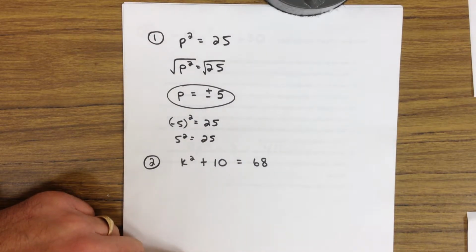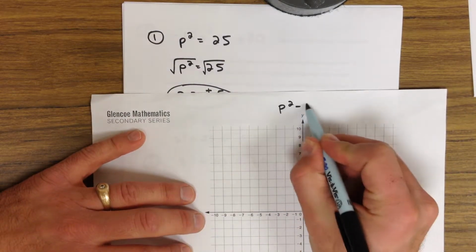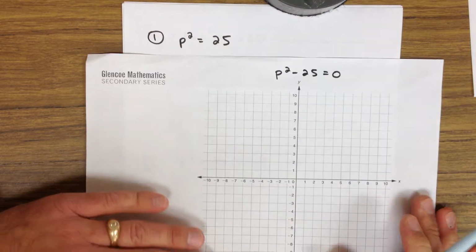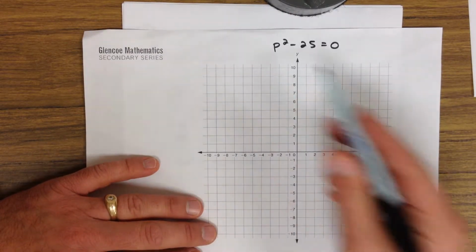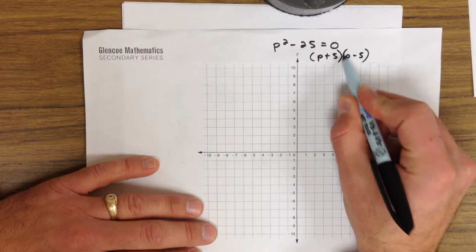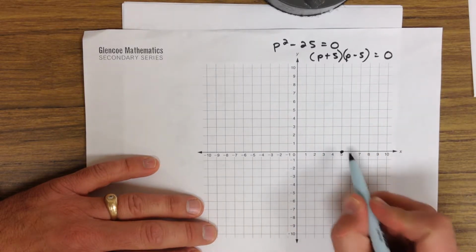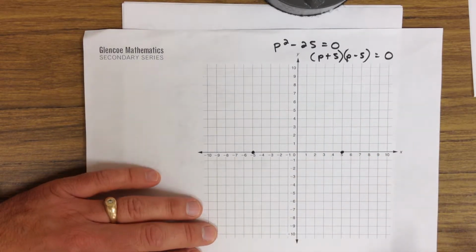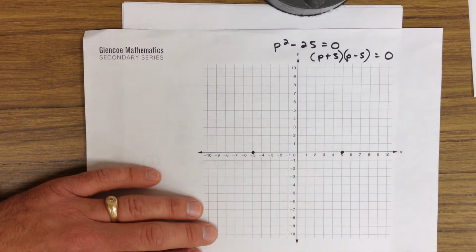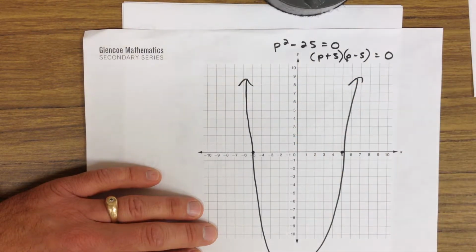So the other way we can look at this is if we set this equal to 0, that's p squared minus 25 equals 0. If you think about graphing this or factoring this, this is p plus 5 and p minus 5 equals 0. And those are our zeros, so it crosses at 5 and negative 5. And the y-intercept is way down here at negative 25. But regardless, that's just a quick sketch of it.